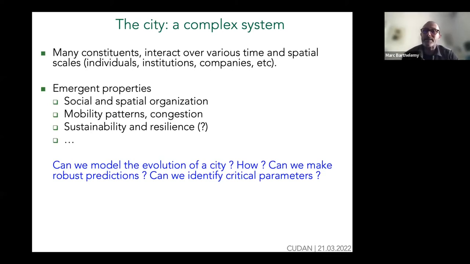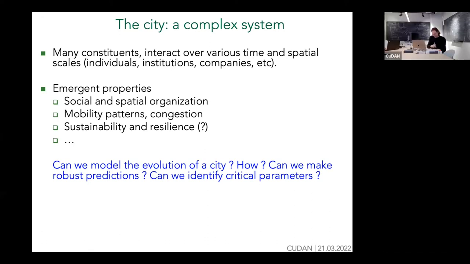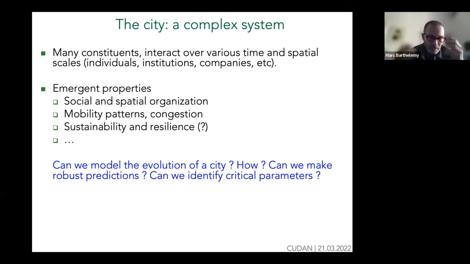The first remark is that whatever you call a complex system, the city is certainly one. There are so many constituents that interact over a large variety of spatial and temporal scales. You have individuals, of course, but also companies, governments, etc. All these agents interact with each other, and the result is what we see: some social and spatial organization, not necessarily planned from above. So you really have emergence in the usual sense and also in the physical sense, the emergence of a collective phenomenon.